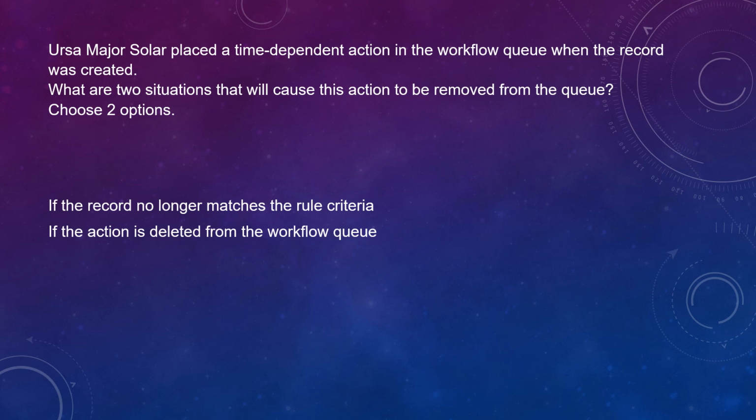Ursa Major Solar placed a time-dependent action in the workflow queue when a record was created. What are 2 situations that will cause this action to be removed from the queue? If a record no longer matches the rule criteria, if the action is deleted from the workflow queue.